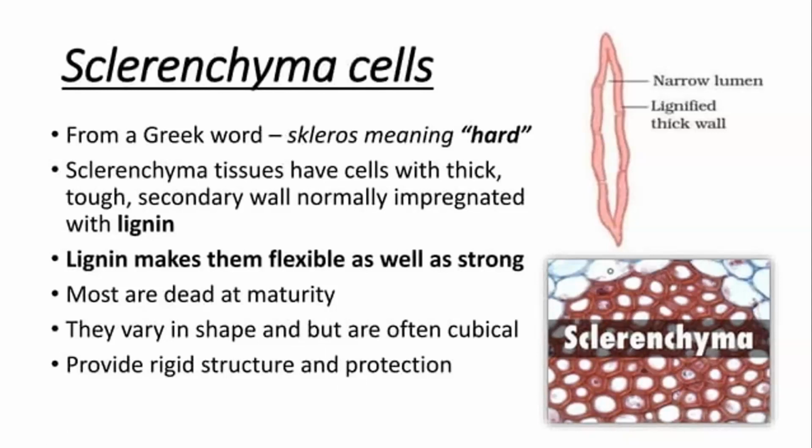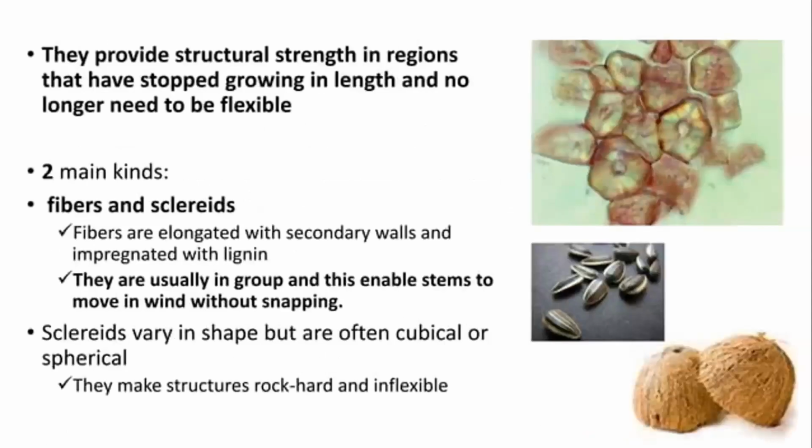Of these three, parenchyma, collenchyma and sclerenchyma, the sclerenchyma cells are only dead cells, and they provide structural strength in regions that have stopped growing in length and no longer need to be flexible. So they give structural strength. Here again, sclerenchyma has two main kinds, that is fibers and sclerites.